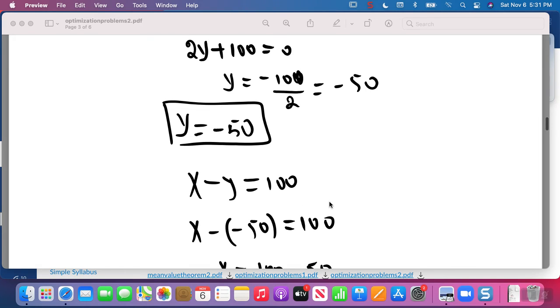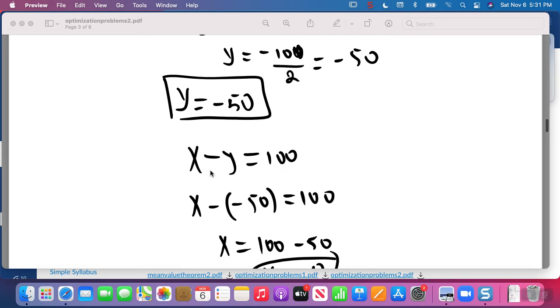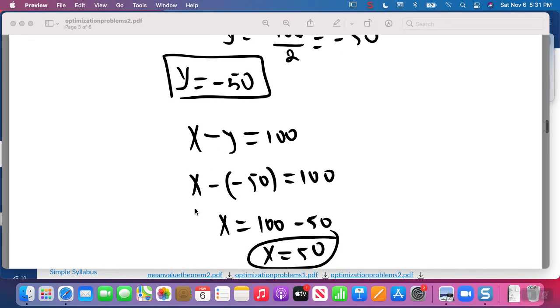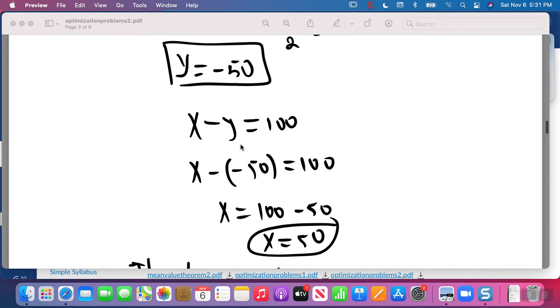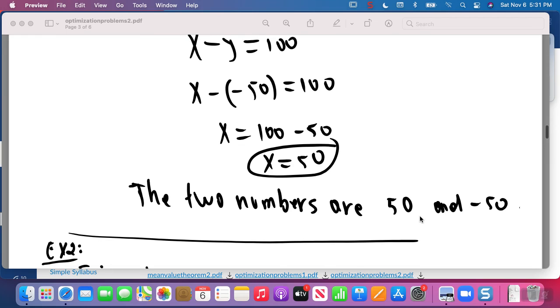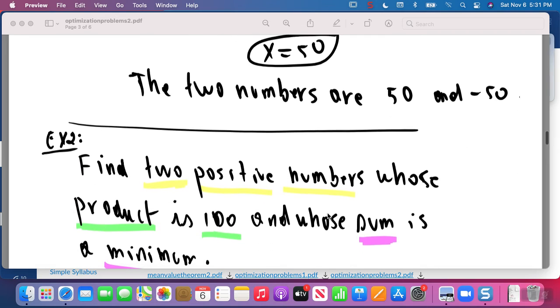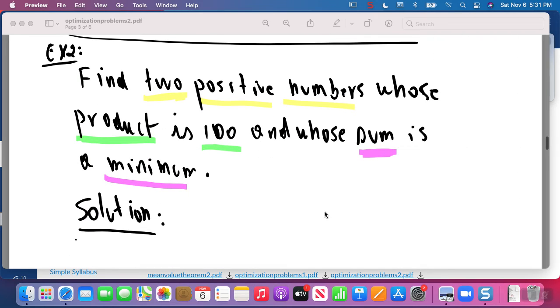Okay. So we go to the relation x minus y equals 100 to get the second number, which was x. So we plug in negative 50 for y to get x to be 50. So the two numbers that we're looking for are 50 and negative 50. We can do another example.